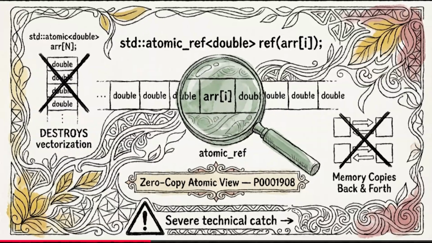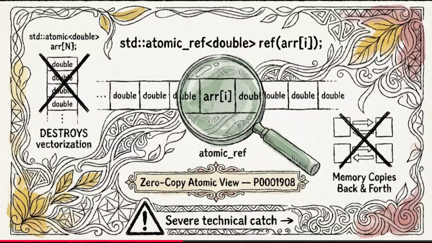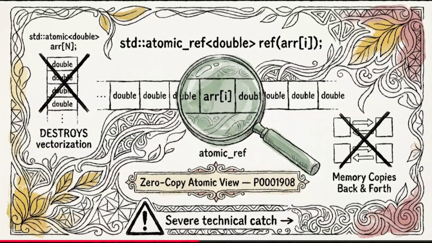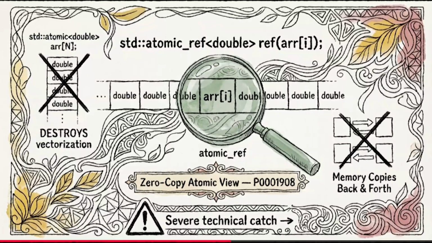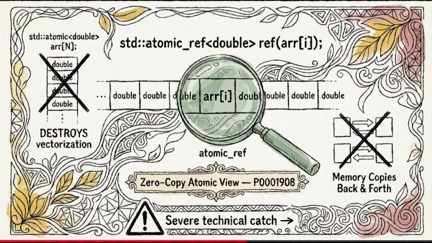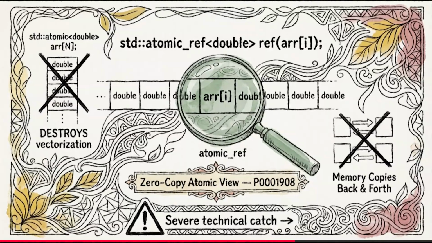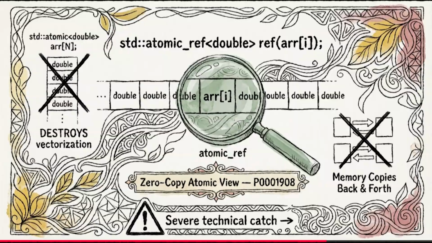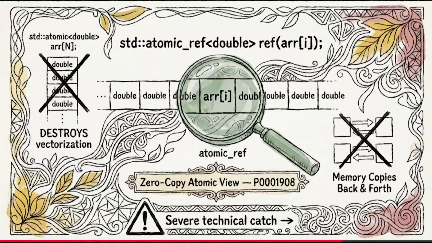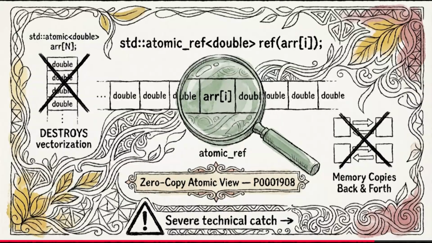HPC developers faced a huge bottleneck for years. They process massive arrays of non-atomic data using extreme CPU vectorization and streaming. But occasionally, they need to do parallel concurrent updates on that exact same data. Exactly. And before C++20, you either had to make the whole array std::atomic, which completely destroys your ability to use vectorization, or you paid the massive memory cost of copying the data back and forth. So atomic_ref comes in and allows you to apply a temporary zero-copy atomic view directly over regular non-atomic data.